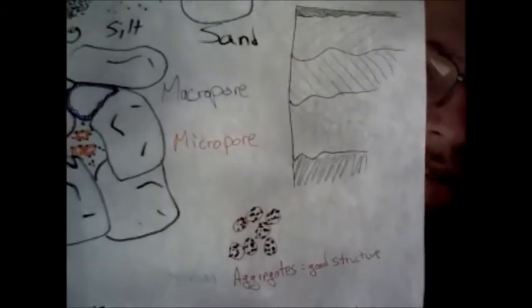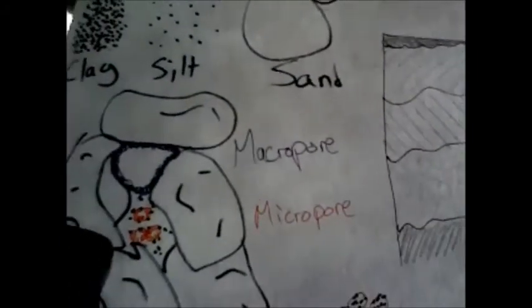So that wraps up soil texture and soil structure. I hope you got a good idea of it, but we're not going to talk about it anymore. Up next, we're going to talk about soil organic matter.